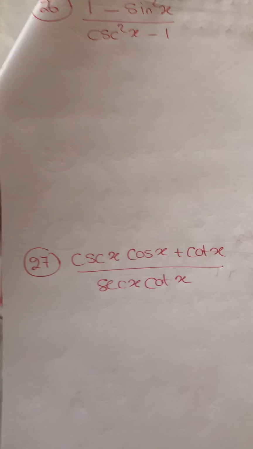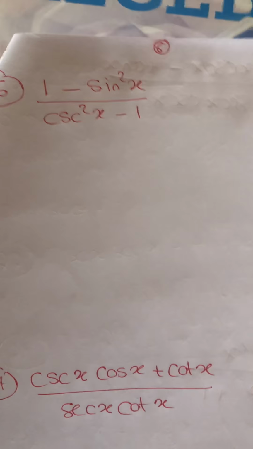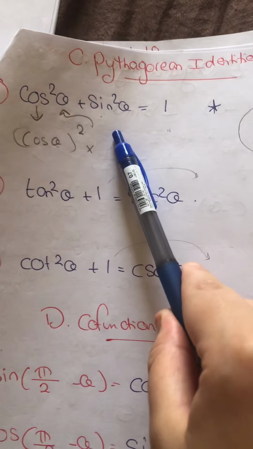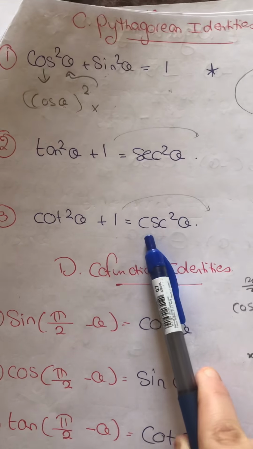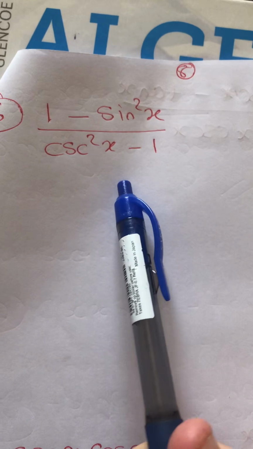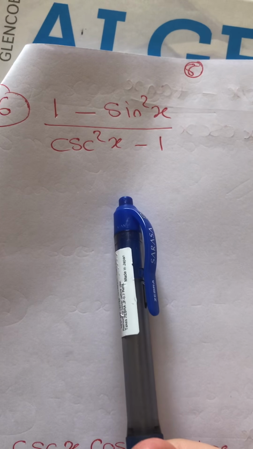Okay, regarding question 26. Here I have something a little bit easy if you want it to be easy, hard if you want it to be hard. I have some Pythagorean identities here. This one is needed here, and I think this one is needed here because cosecant squared x minus 1 is equal to cotan squared x, and this is what I have in the denominator. So if you open your eyes, you will make it very easy for yourself.